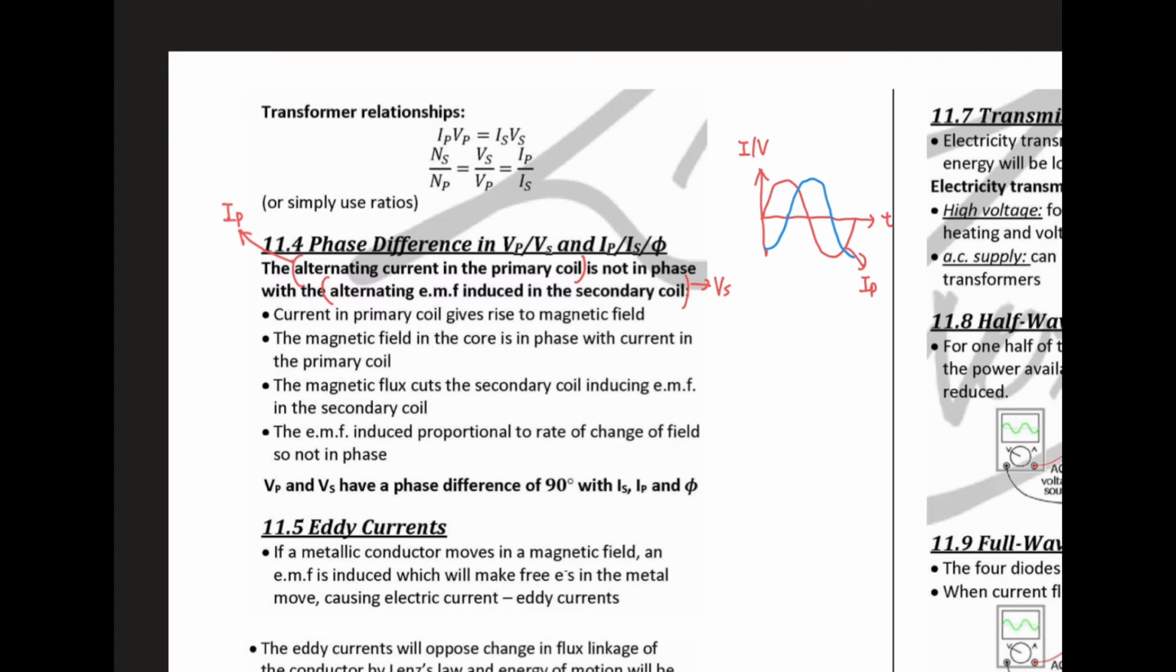Okay, and what is meant by this is the VS graph will start later. As you can see, the red graph starts from the origin at time equal to 0, but the blue graph starts from the horizontal axis slightly later. Okay, slightly later. How much later?